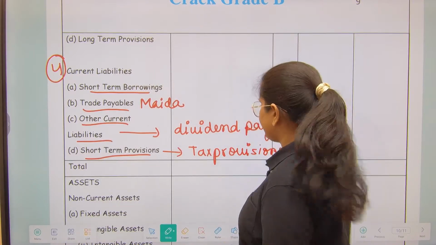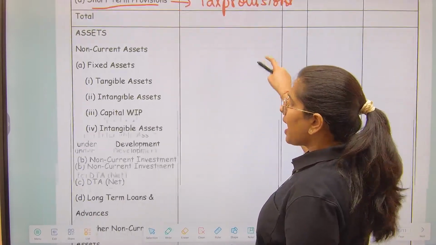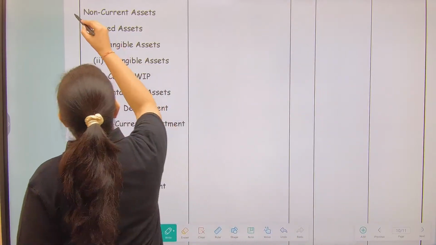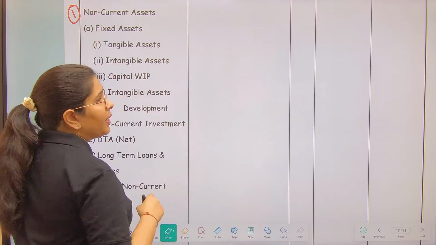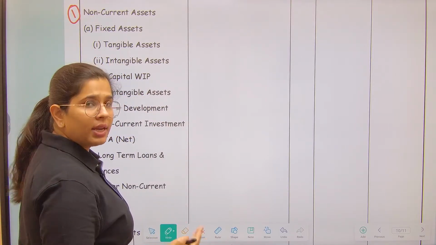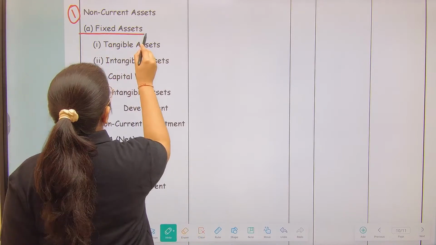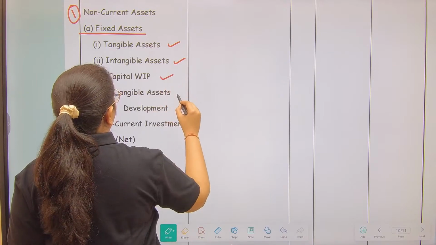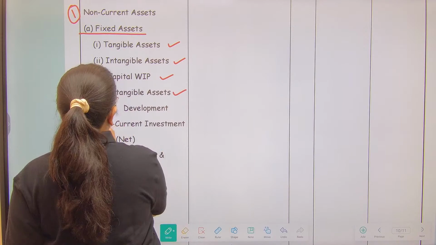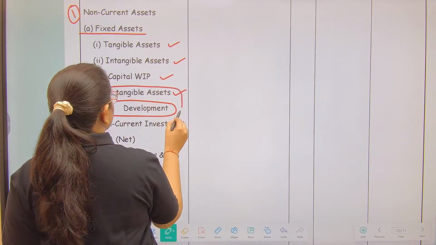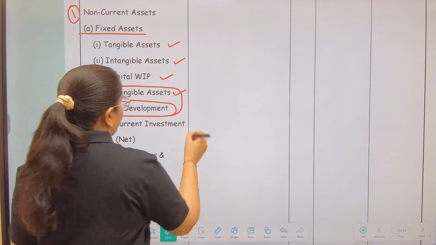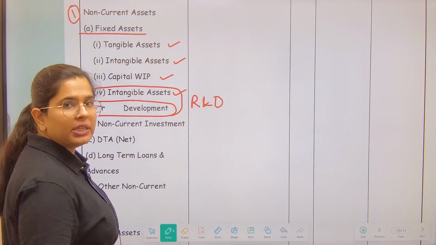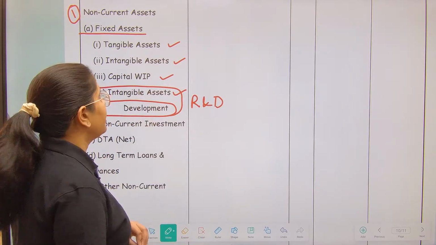Moving on to the assets. Assets are having just two classifications. Number one classification is non-current assets, the assets which are going to be used by you over a period of more than 1 year. Number one, fixed assets. You can have tangible assets as well as intangible assets, capital WIP, and intangible assets under development. So intangible assets under development means, suppose your any R&D related work is going on. You are working on a new technology. So this is intangible asset under development.